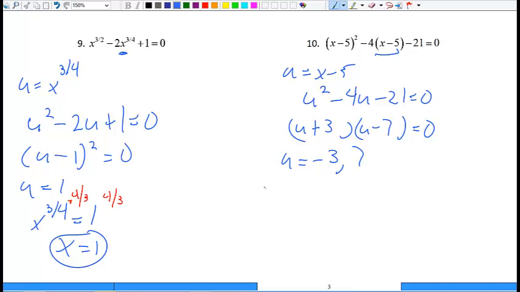And again, I wanted x, not u, so that'd be x minus 5 equals negative 3, and x minus 5 equals 7. So if I add 5, let's see, 5 plus negative 3 is 2, and 5 plus 7 is 12. So we get 2 and 12.